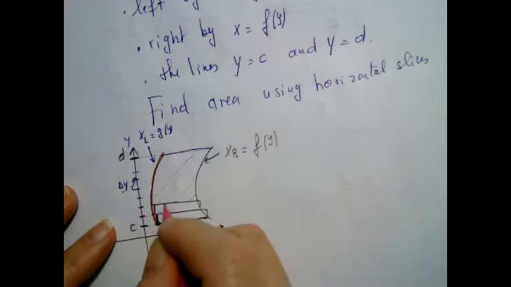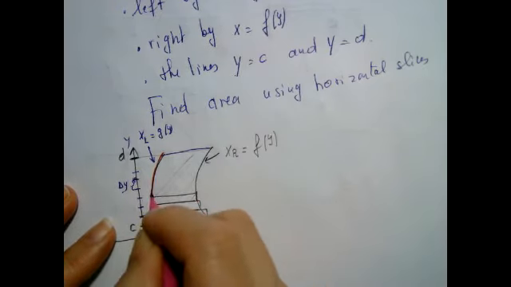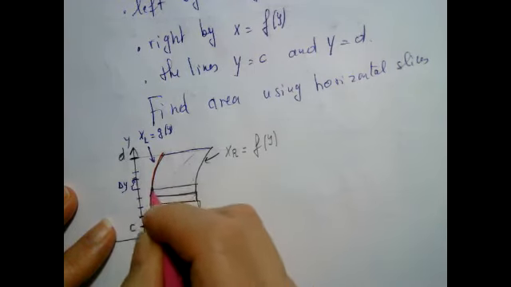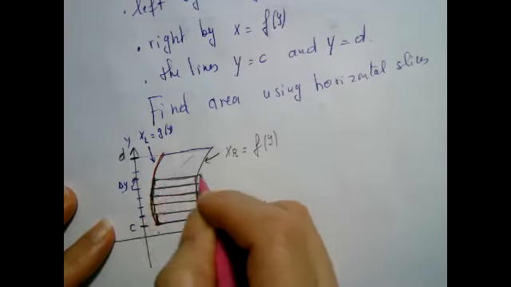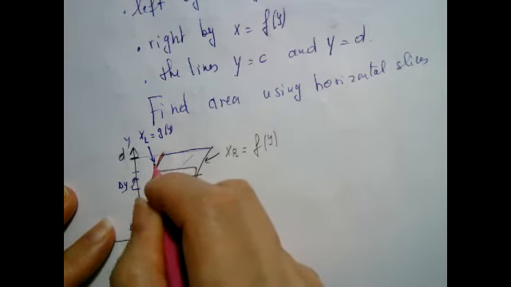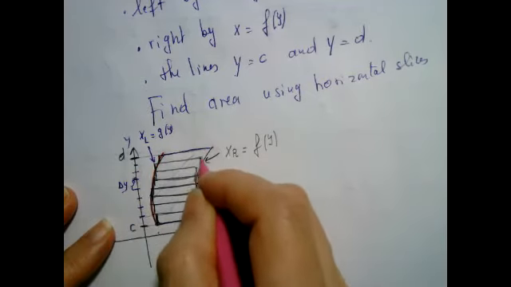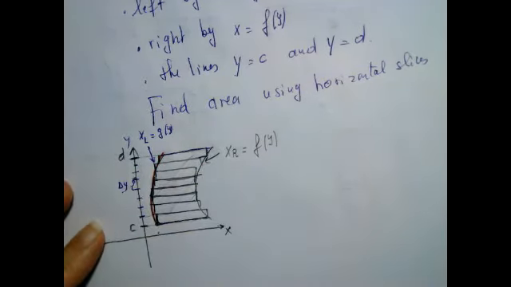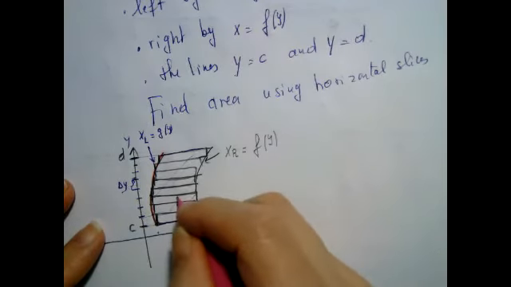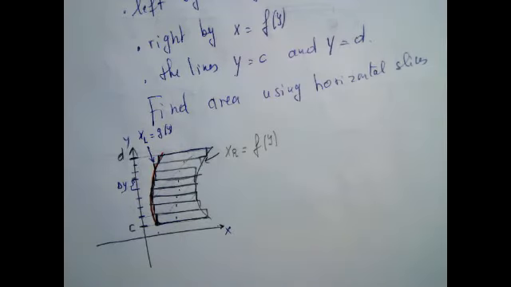And I keep going. So that's how I'm going to cover my region. Every rectangle starts from the left curve to the right curve. The width is the delta y. These are the rectangles. And now I'm going to find the area of each one of them, add them, and get a Riemann sum.